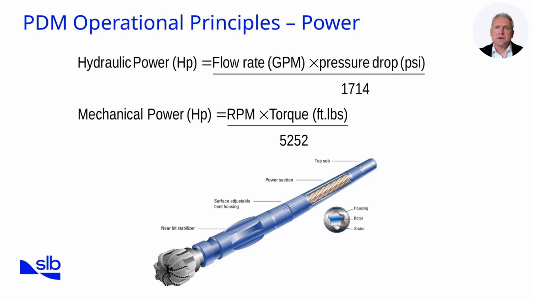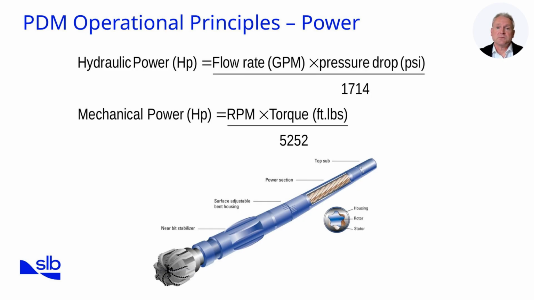The aim of a mud motor is to convert the hydraulic power of the mud systems into mechanical power that will turn the bit. It can be seen that as the pressure drop increases, the hydraulic power also increases as long as the flow remains constant. The efficiency of the system is calculated relative to how efficiently the motor does this conversion. PDMs are a lot more efficient than turbines at converting hydraulic HP to mechanical HP.